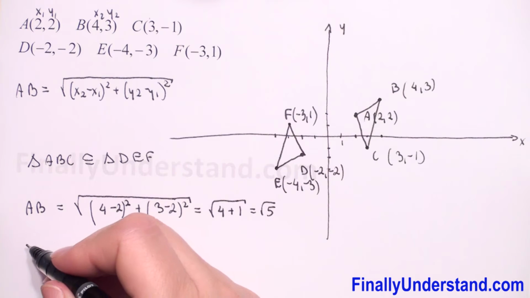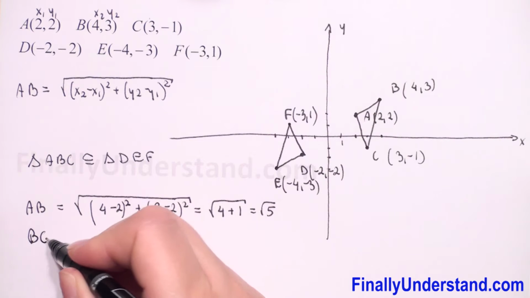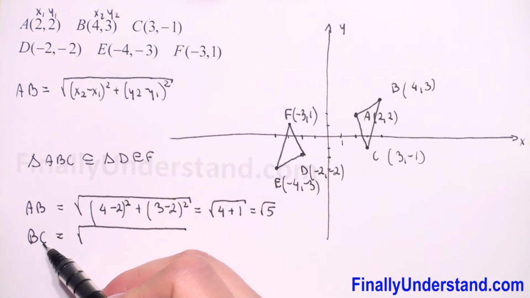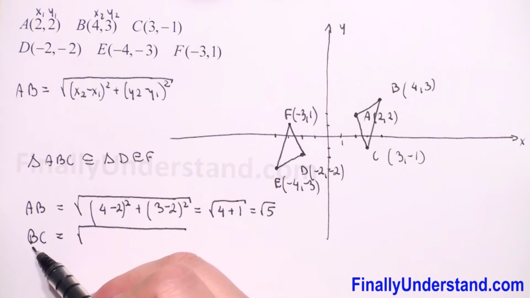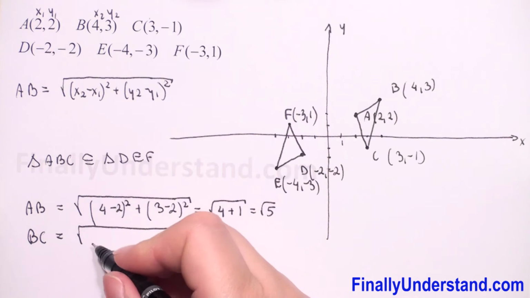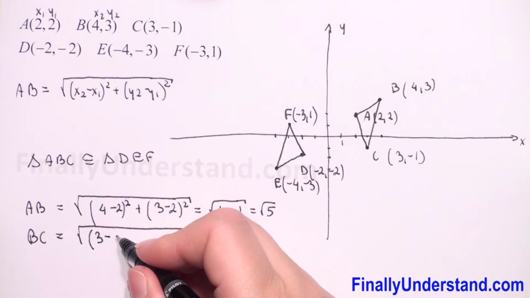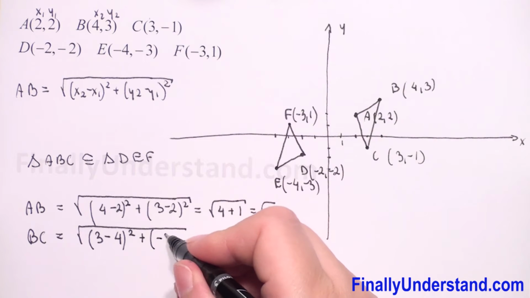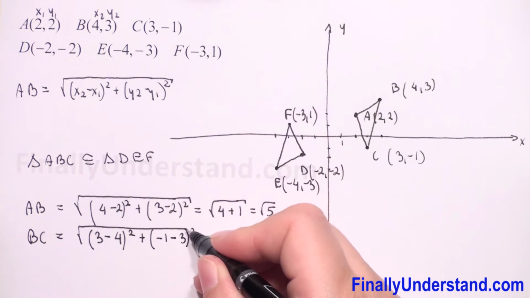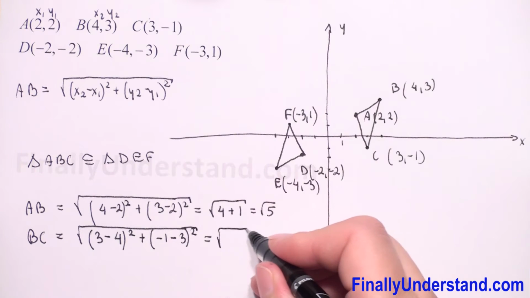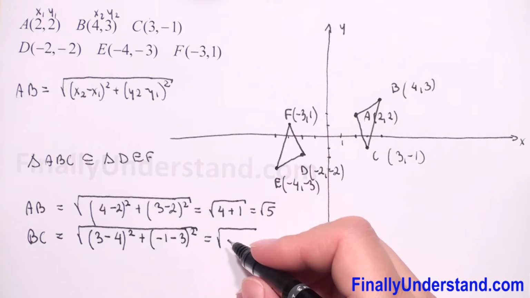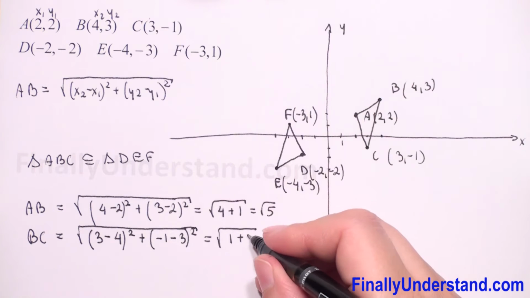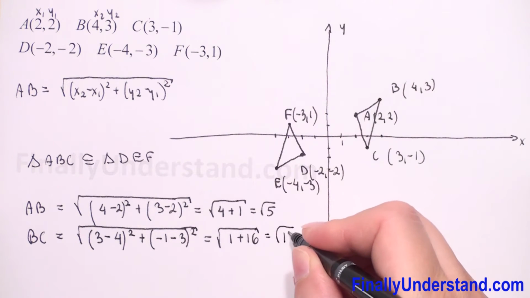Next we have BC. So this is equal to the square root again. And now the second point is C. So from the second we have to subtract the first. So C is 3 minus B's first coordinate 4, to the second power, plus we have (negative 1 minus 3) to the second power. So this is equal to the square root of: 3 minus 4 is negative 1, to the second power is 1, plus negative 4 to the second power is 16. So this is equal to the square root of 17.